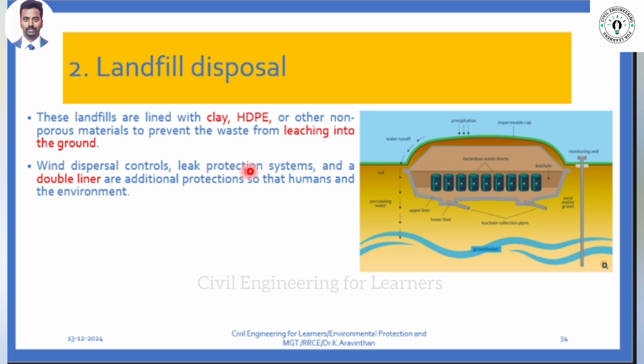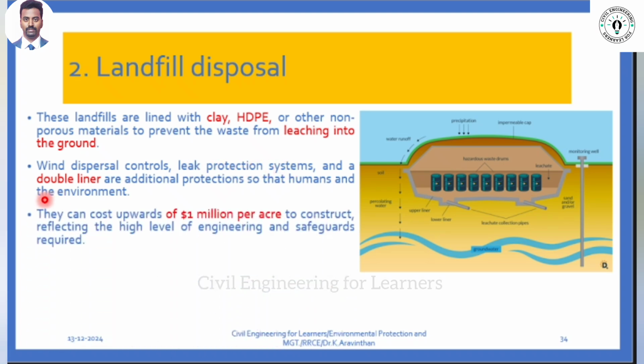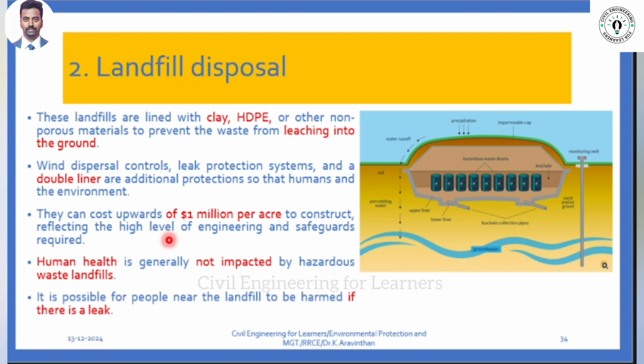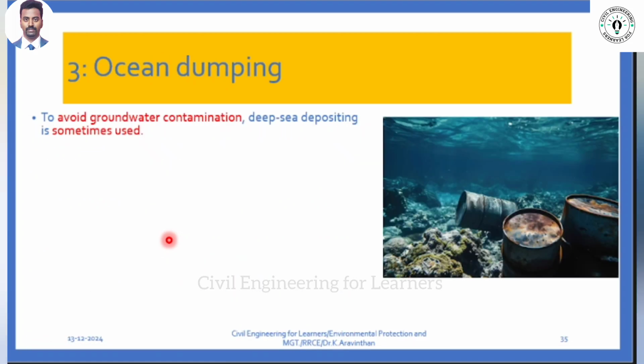So leak prevention system, wind dispersal control. That means the air pollution will be reduced. They cost up to 1 million per acre. This methodology is costly. Human health is generally not impacted by a hazardous waste landfill, and if there is a leak then there will be a problem.